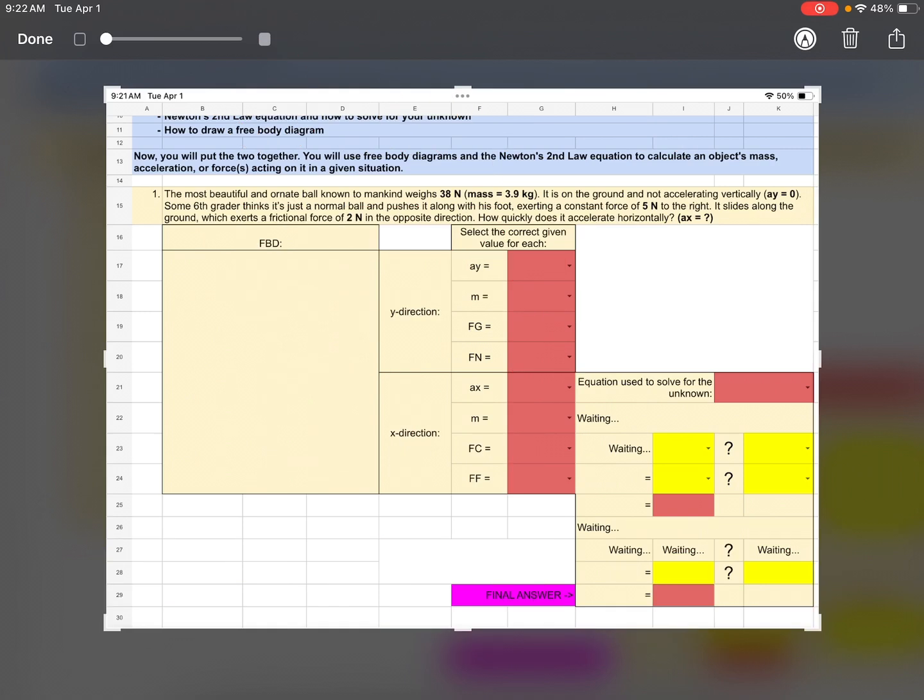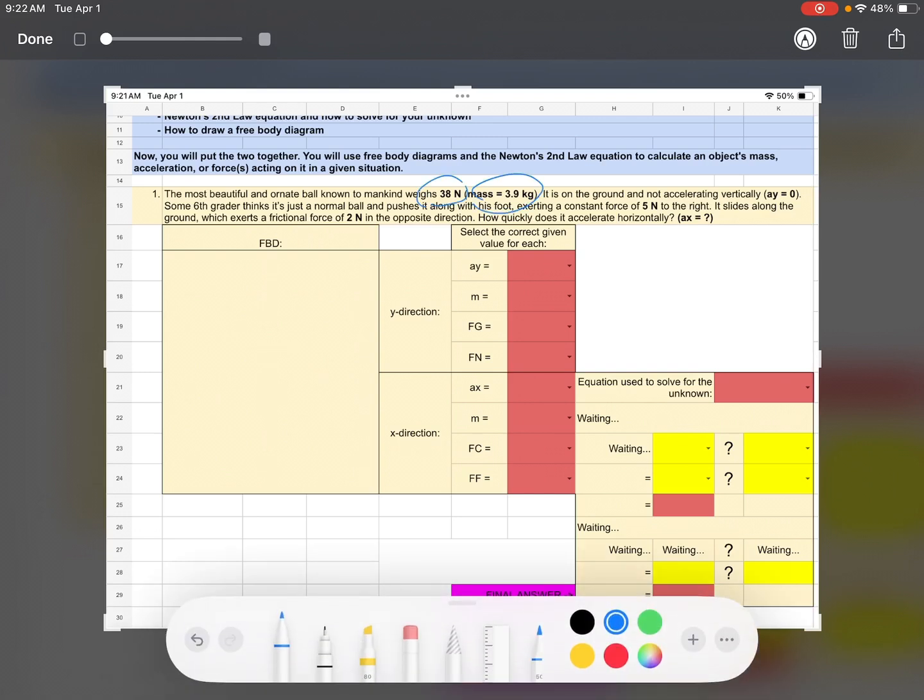The most beautiful ornate ball known to mankind weighs 38 newtons. Okay, and then I give you the mass. It is on the ground and not accelerating vertically, so that tells you that the forces are balanced vertically. Some sixth grader pushes it along with his foot, exerting a constant force of 5 newtons to the right. It slides along the ground, which exerts a frictional force of 2 newtons in the opposite direction. So we have Fc, a contact force, and then Ff, a friction force.